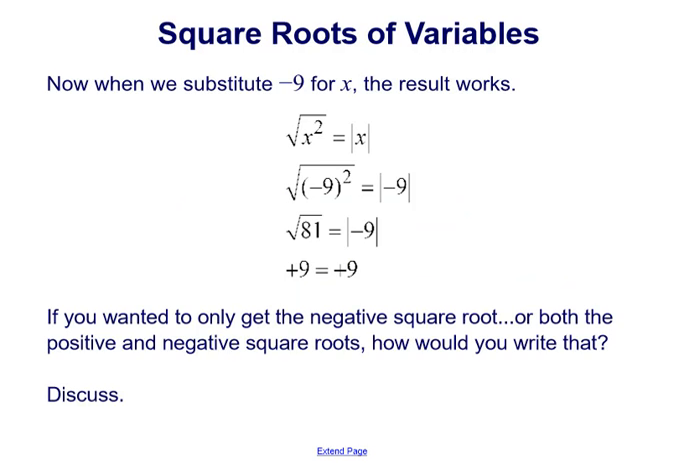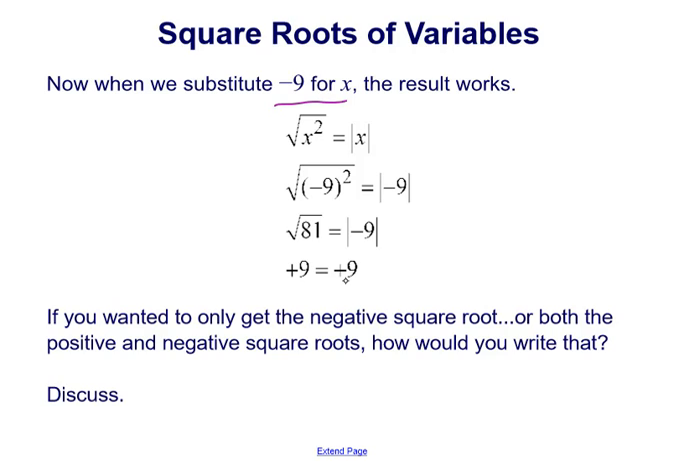So now when we substitute in negative 9 for x, we're now using that the square root of x squared equals the absolute value of x, not just x. So if we have the square root of negative 9 squared equals the absolute value of negative 9, we then have the square root of 81 equals the absolute value of negative 9, which gives us 9 equals 9, positive 9 and positive 9.